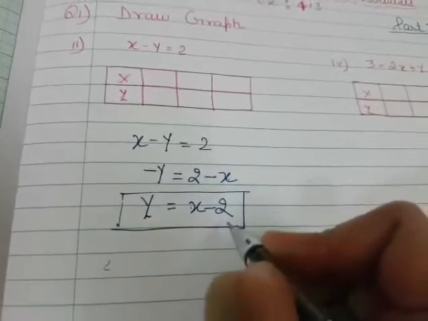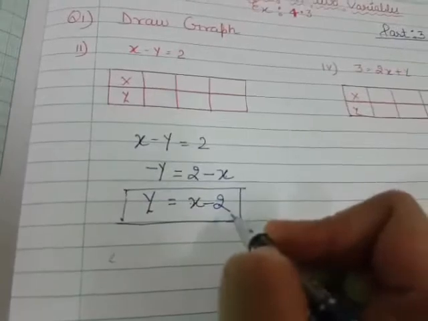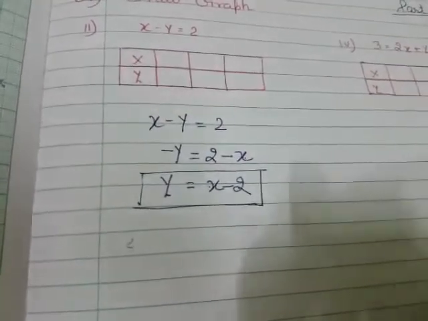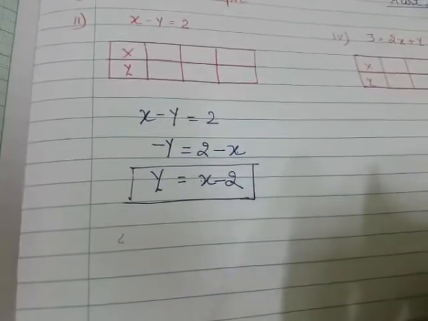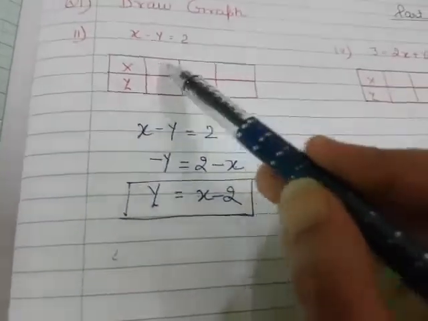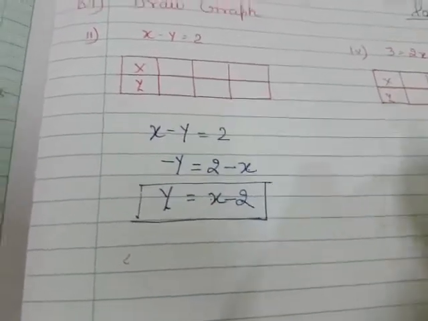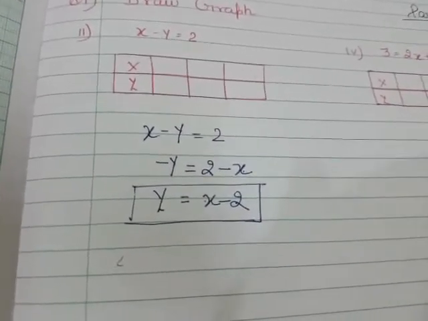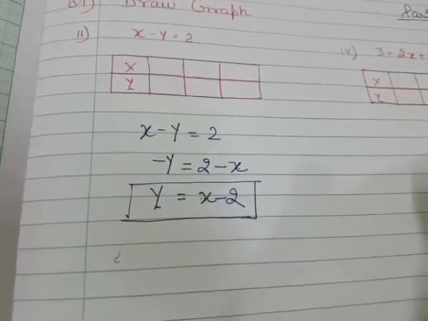So I told you minimum 3, maximum it's your wish, minimum 3 solutions are required to draw the graph. First of all I want to make clear that solutions will vary. It's not mandatory that the solutions I am putting here, you also have to put the same, or that your friend and your classmate have to take out the same solutions. No, solutions will vary according to each and every person.